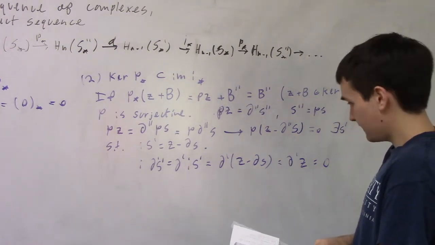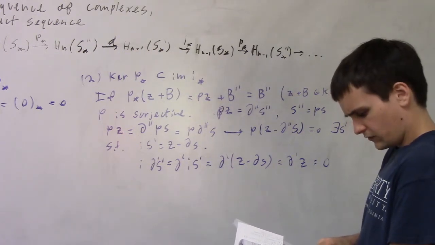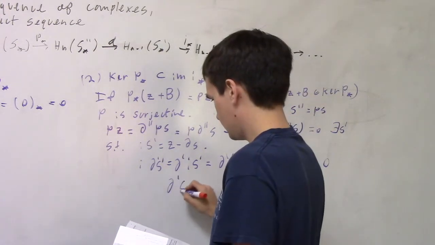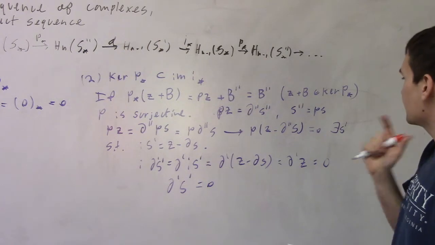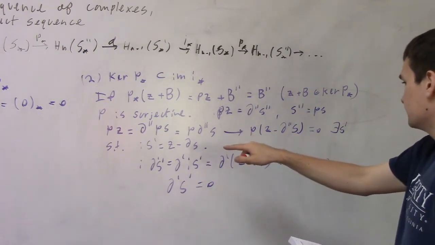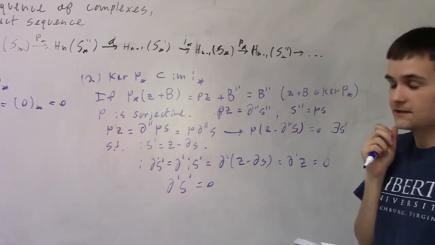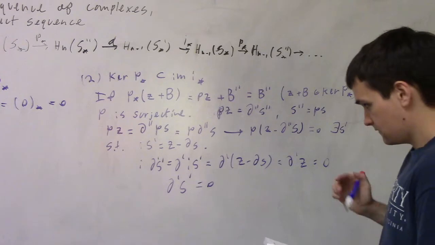And since I is injective, partial S prime, if it maps to 0, it had to be 0. And why is that? Because it's a homomorphism, so the only thing that maps to 0 is 0 if it's injective. Okay, yeah, makes sense. So, it's a low hanging fruit. I picked it.